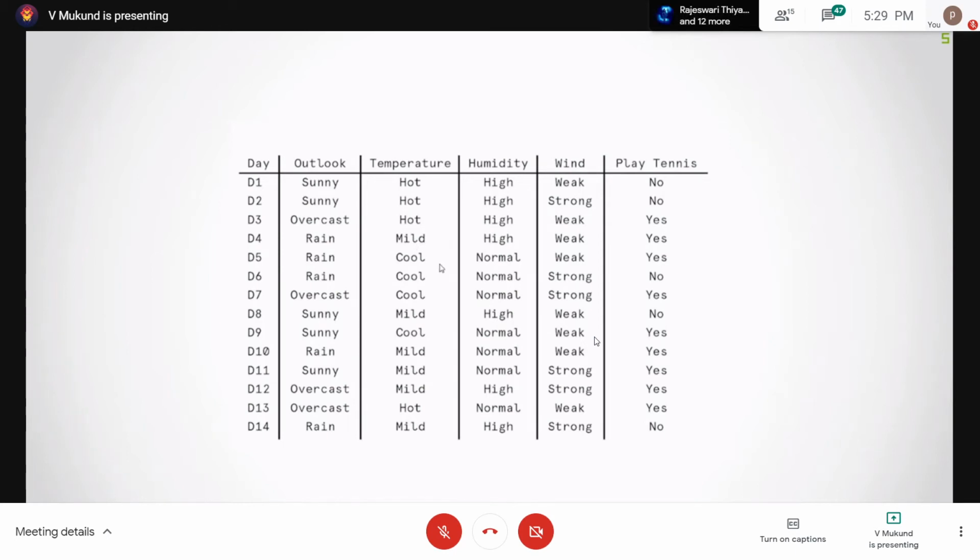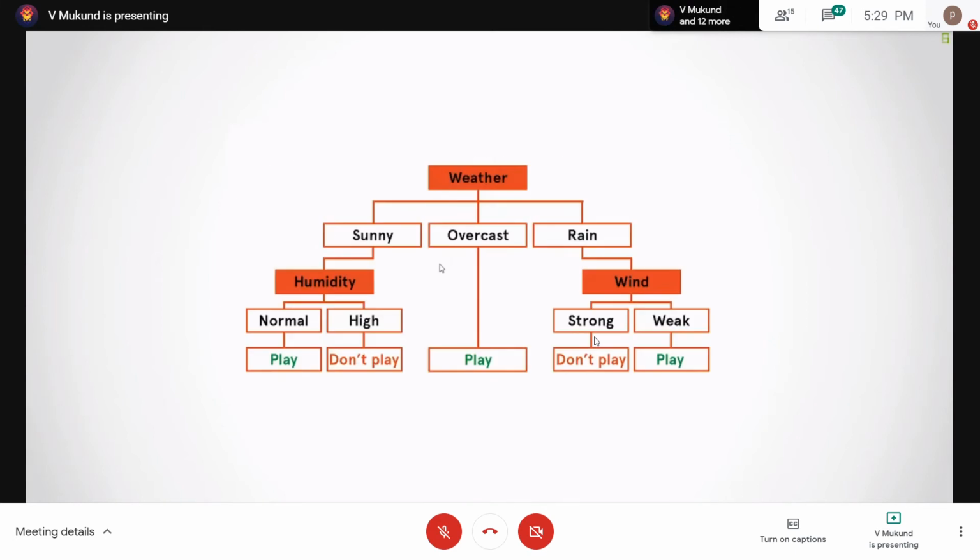So we train such a module with the given data so that it can use this data to form its own decision tree algorithm. It can form its own algorithm and can learn, and give you the output as to when we can play tennis given the conditions. So in this case, we write a program to form a decision tree.